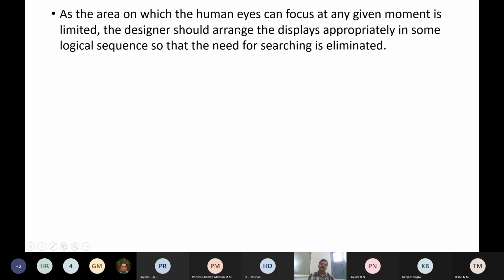The area on which the human eyes can focus at any given moment is limited. The designer should arrange the displays appropriately in some logical sequence so that the need for searching is eliminated. Like the logical sequence may be from left to right. If the displays are arranged in circular manner, it may be in clockwise direction. So the first display which the operator needs to focus on should be placed here. Then in clockwise, he has to look into that.